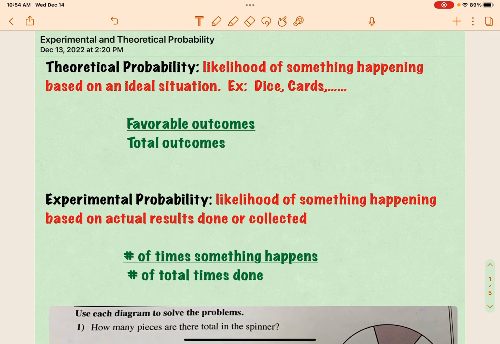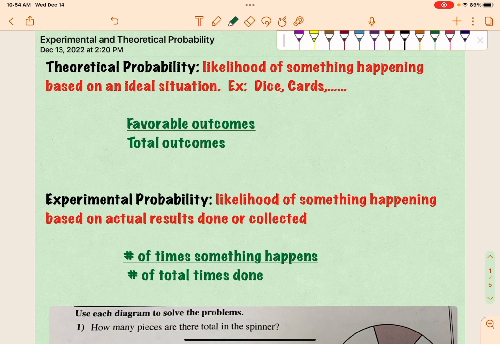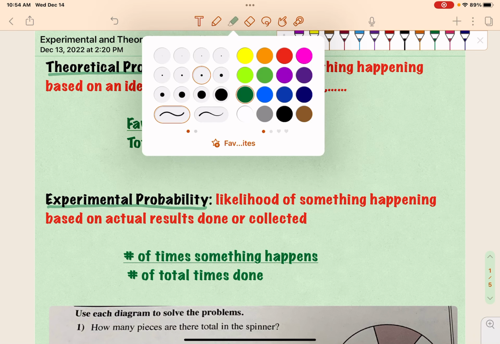Good morning. Today we're going to talk a little bit about probability, and we're going to focus on two kinds: theoretical probability and experimental probability.